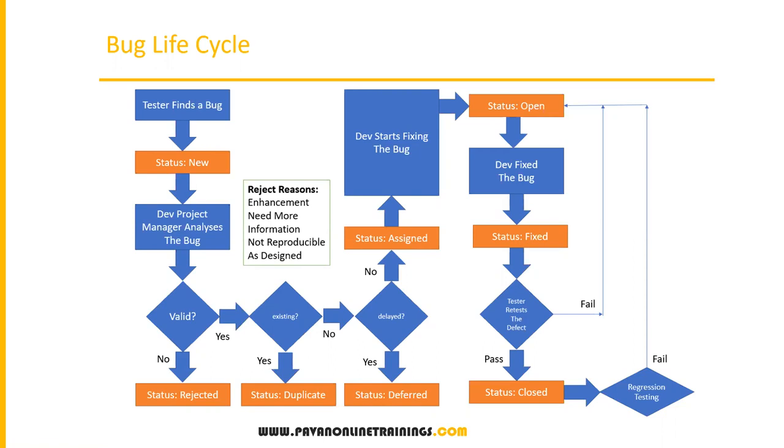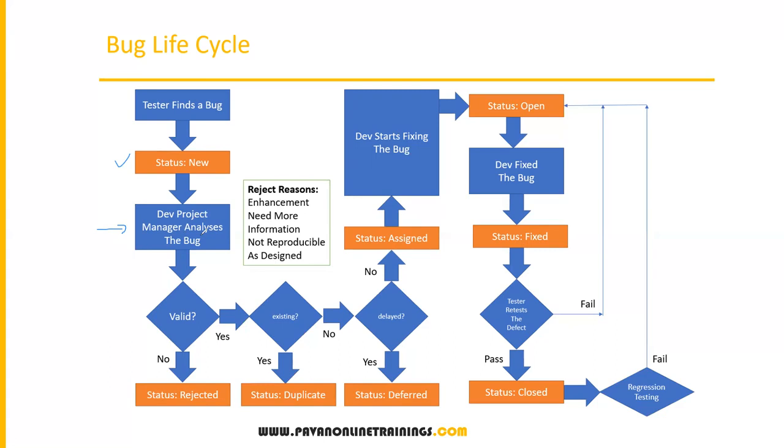Whenever a tester raises a bug, that will be in the new state. Okay, the new bug will be in the new state. That's the first state of the bug. After that, what happens from the developer's team? Sometimes, this is not mandatory, but sometimes a dev project manager analyzes the bug. Like the test manager, similarly on the development side, there will be a development manager also.